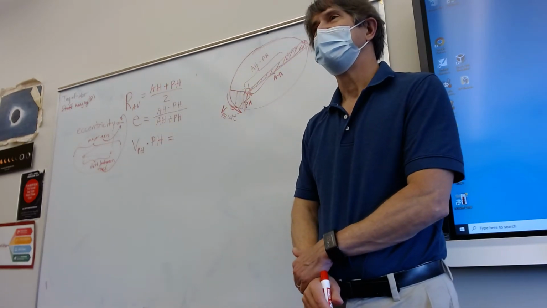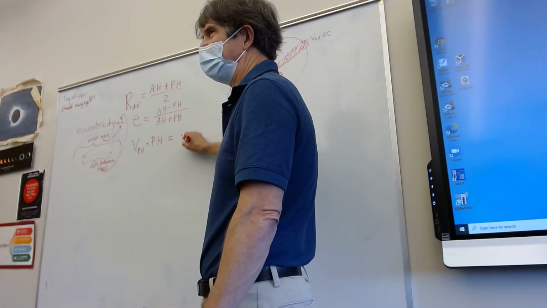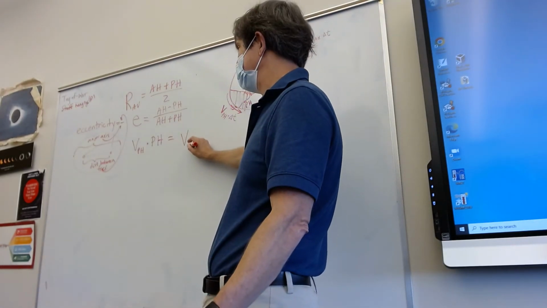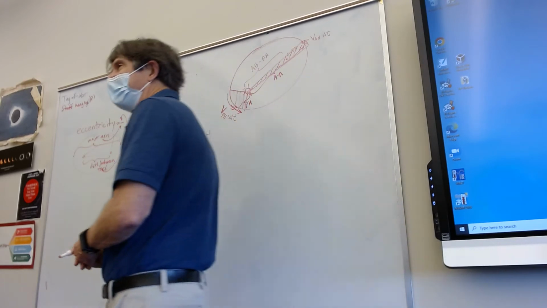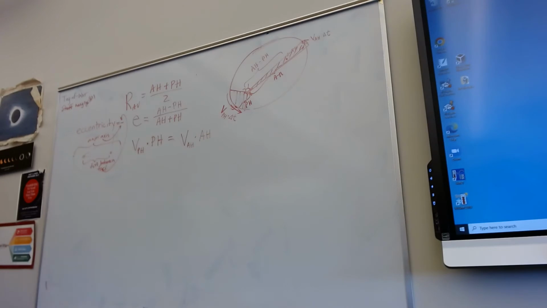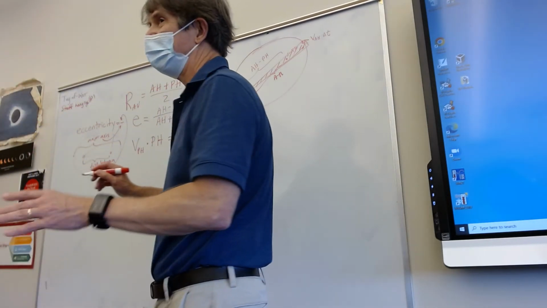I'm saying that the product of how fast it's going when it's close times how far it is when it's close is the same as the product of how fast it's going when it's far times how far it is when it's far. So that's the mathematical way to express the law of areas. Yes, this is a way. It's not the only way. It's not the best way. It's the way I want to do, though.